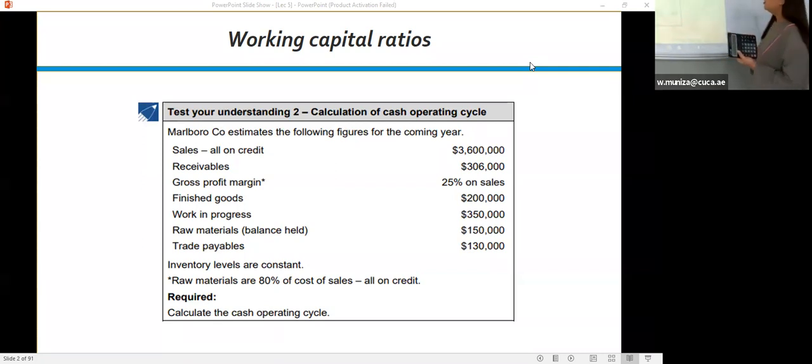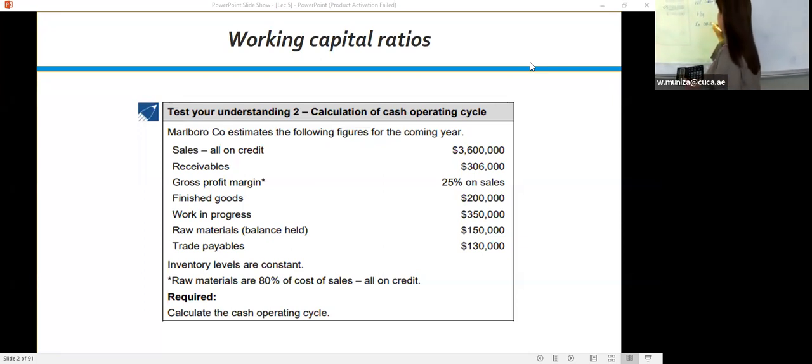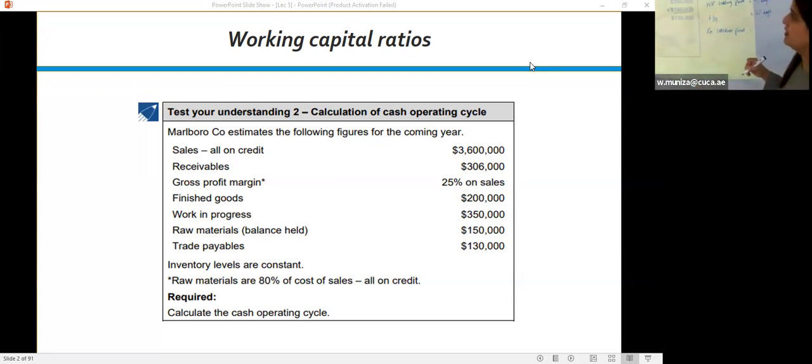Got it, Harshit? Okay, then we are going to calculate the receivables collection period. What is the formula? Receivables divided by sales. So 306,000 divided by 2600,000 multiplied by 365.